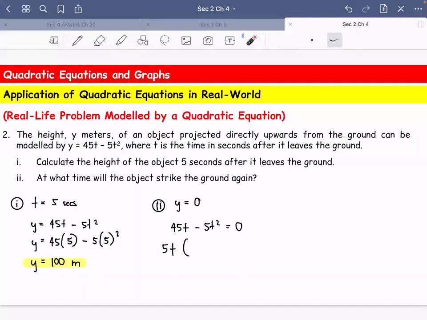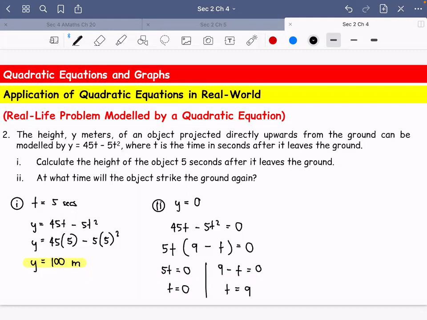So what do we do? 45t divided by 5t, what do we get? We get 9, minus 5t squared divided by 5t. So what do you have? It's just t, right? Equals 0. So what's next? We equate each factor to 0. So this now becomes 5t equals 0, and the other one is 9 minus t equals 0. So t here is 0, and t here is equal to 9.